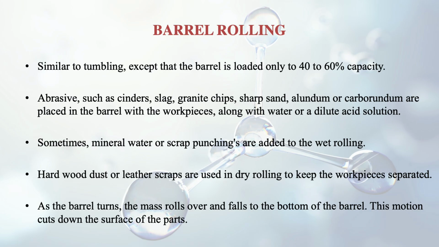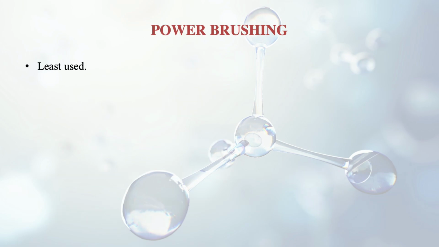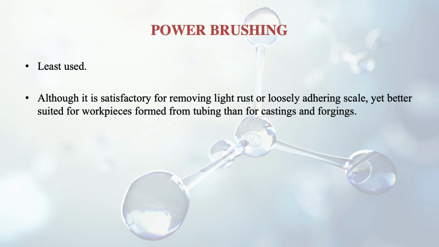Now the process of power brushing. This one is the least used, and it is satisfactory for removing light rust only, very small rust, or loose adhering scale. But it is better suited for workpieces formed from tubing than for castings and forgings. So power brushing is mainly useful for tubing type of process.